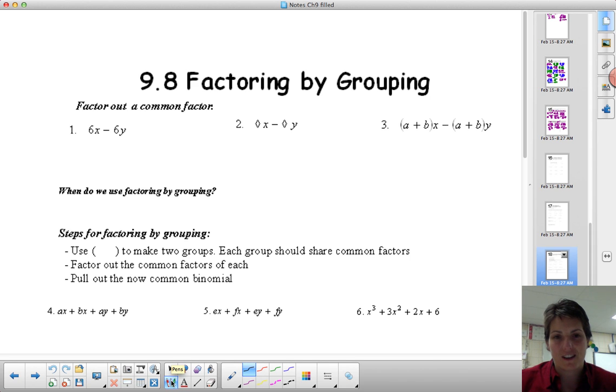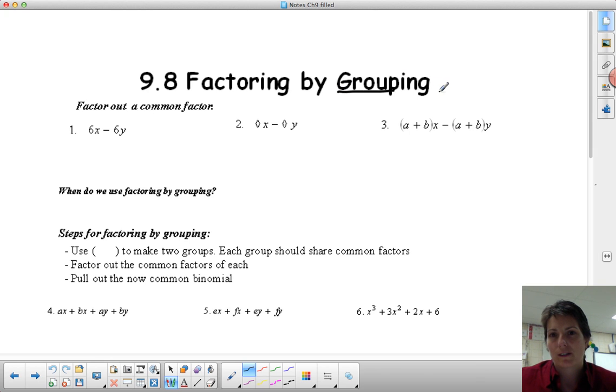All right, let's take a look at section 9.8. When we look at section 9.8, factoring by grouping, this phrase, factoring by grouping, kind of gives you a hint as to the fact that you have to do these problems just a little bit different.